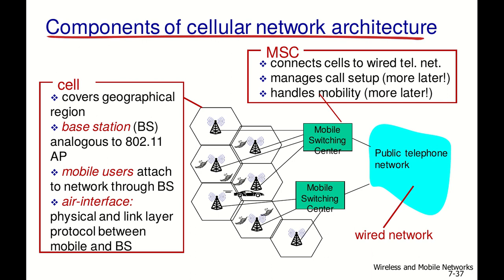Alright, so now we have several base stations. Let's say in one city, the telco operators may have thousands of base stations, and some base stations are connected to one mobile switching center. This mobile switching center is like, I would say, a router, right? That is very important to connect the wireless networks, the users that are using the mobile or air interface, with the rest of the internet or rest of the networks. It also manages the call setup and handles mobility. These two aspects will be discussed later in the mobility part.